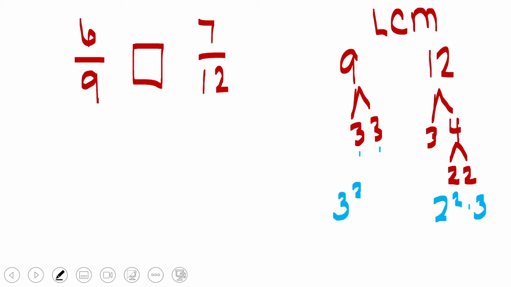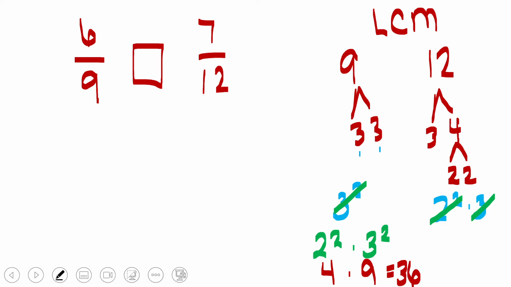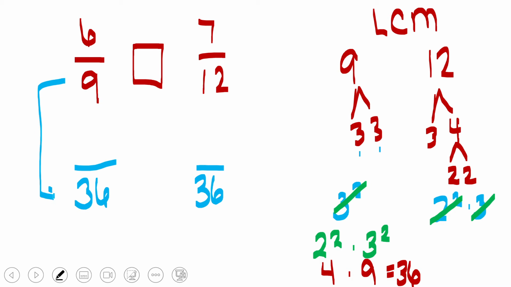So addressing all our 2 factors, our highest power of 2's is 2 squared. Addressing all our 3 factors, the highest power of 3 is 3 squared. Multiply the highest power factors together from your factor trees. 2 squared renames as 4. 3 squared renames as 9. That's 36. We've found our new denominator for these 2 fractions.